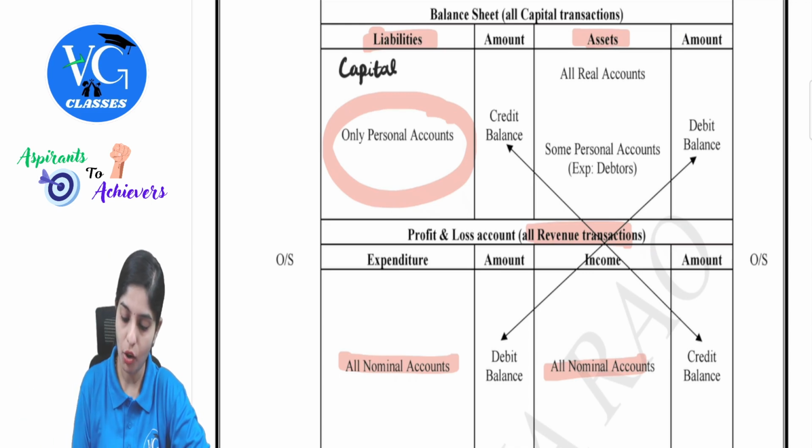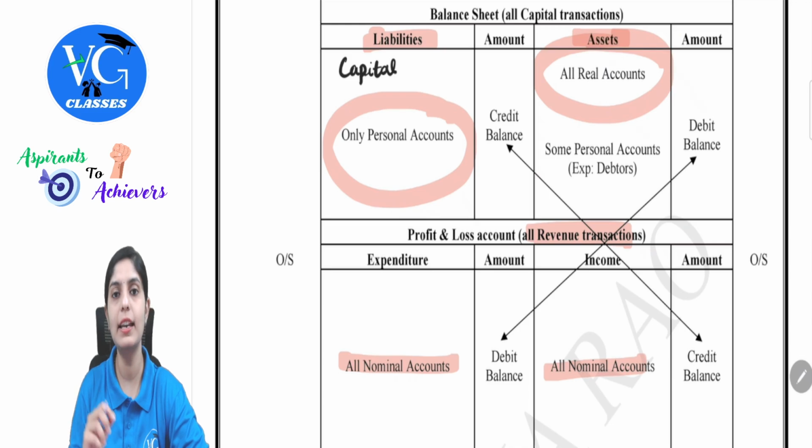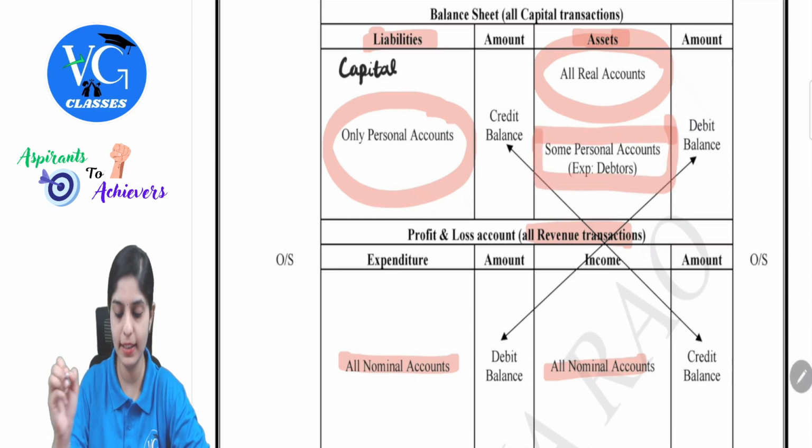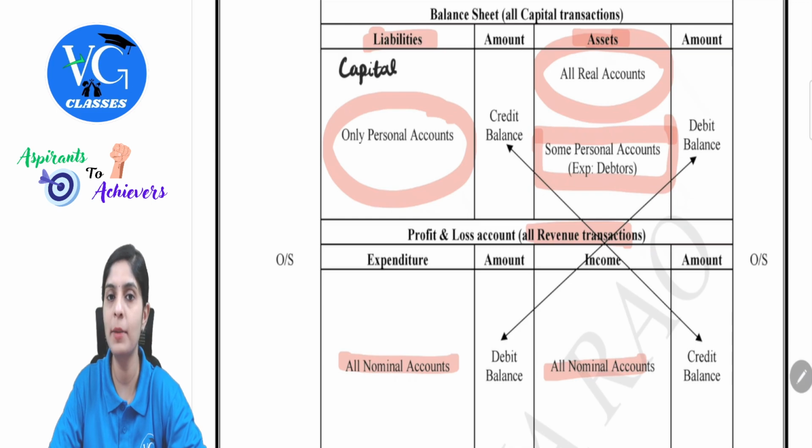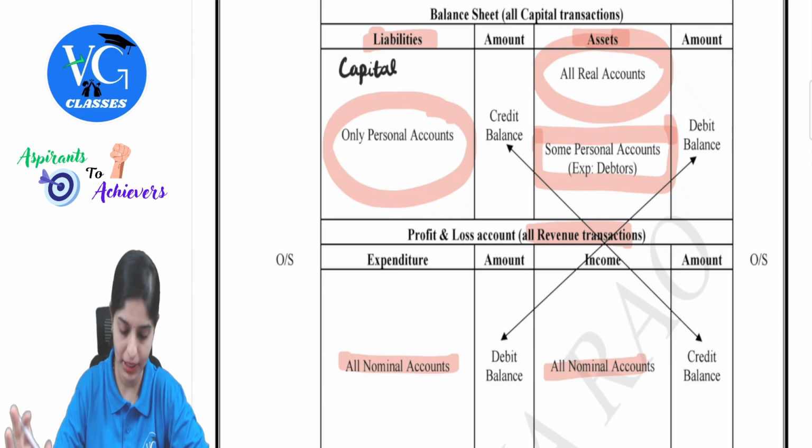It reflects all real accounts, because the real accounts consist of the asset category precisely. Along with that, there could also be some personal accounts, as in, take the very common example of debtors. Under personal, there is also a category called representative personal, wherein we have all items representing prepaid and outstanding. That can also be observed where it takes place in the balance sheet.